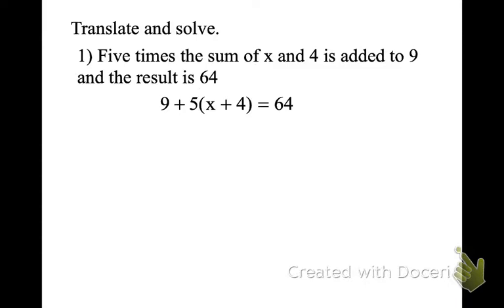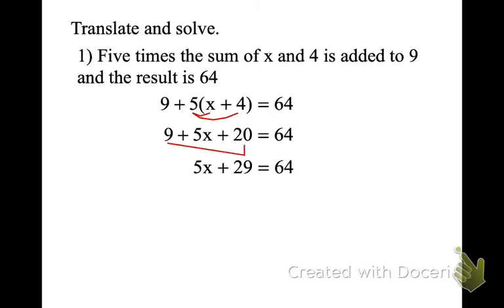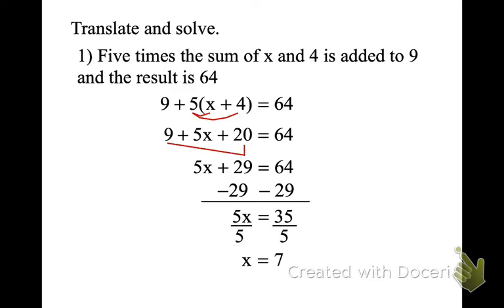Go, Lily. You do the distributive property. Right? So you end up with 9 plus 5x plus 20. Good. And then we're going to combine our like terms of 9 and 20. That becomes 29. And then we're subtracting. We're left with 5x equals 35. To isolate the variable, divide both sides by 5, and x is equal to 7. Okay, are you guys clear on the translating?